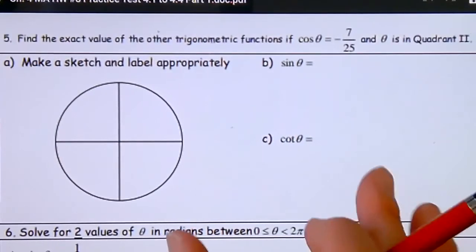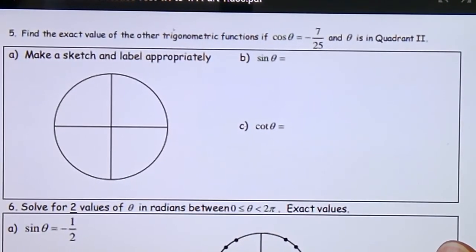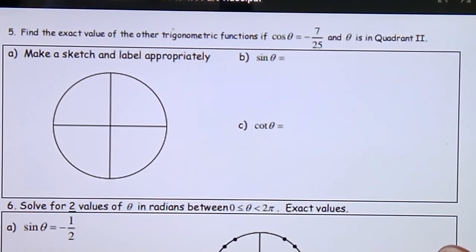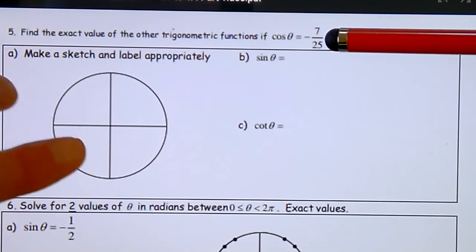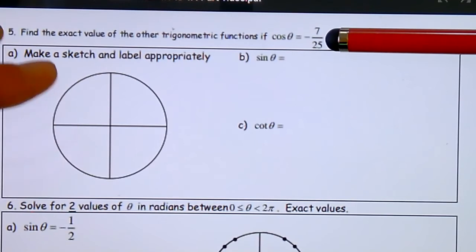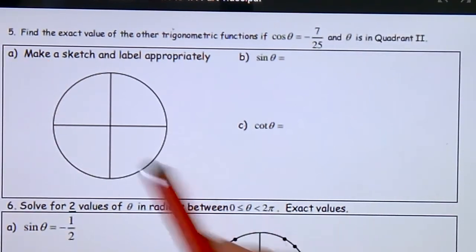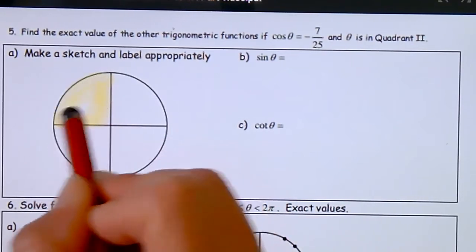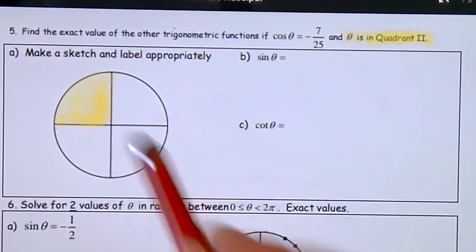Find the exact value of the other trigonometric functions if cosine theta is negative 7/25 and theta is in quadrant 2. Now they gave us what quadrant we're in. Let's say they didn't. I actually have 2 quadrants where my cosine is negative: quadrant 2 and quadrant 3. So I could have possibly had 2 answers, but they are telling us it's in quadrant 2. A lot of times I want to just focus myself, so I like to shade so I don't forget where in the world I am. That's where I am.